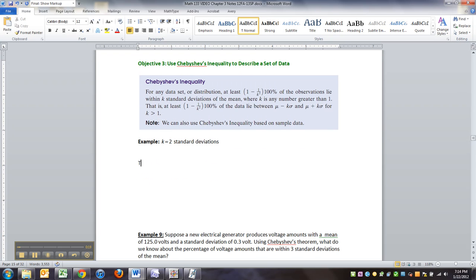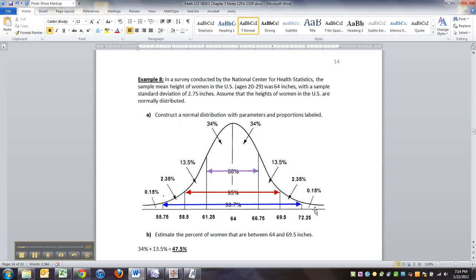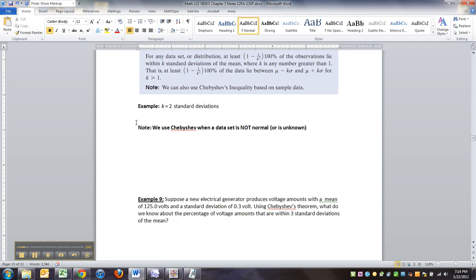So we use, let me just make a note, we use Chebyshev when a data set is not normal or is unknown. See, the thing about the empirical rule is great, but it only works if you know the data is normal. If you don't know what it is, or you know it's not normal, if you know it's skewed or something like that, then you're kind of stuck.